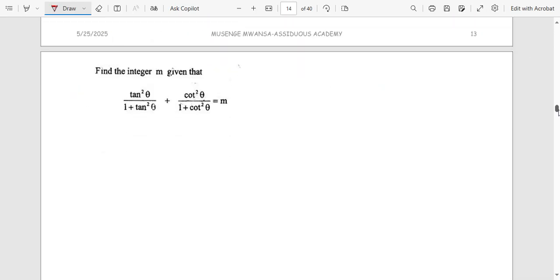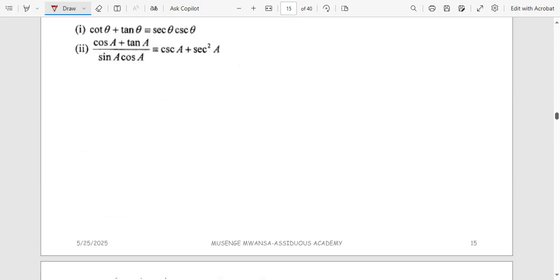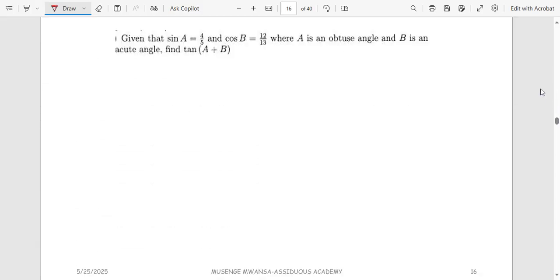This is an identity. We'll do it in the next discussion. Even this one, even this. And then we have this. They are saying given that sin A is 4 over 5, cos B is 12 over 13, where A is obtuse and B is acute. So let's go.